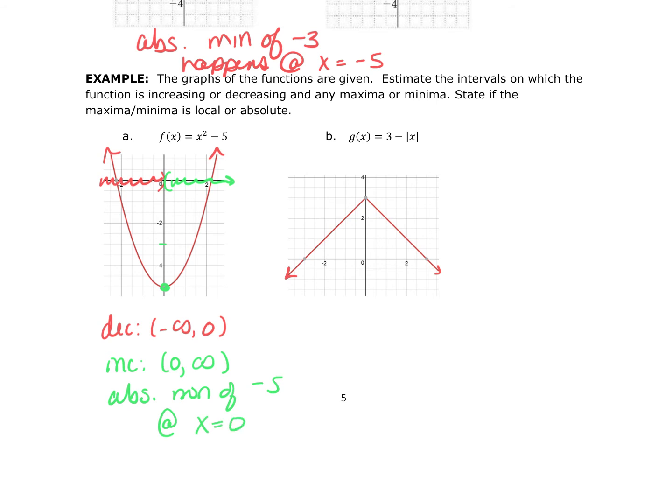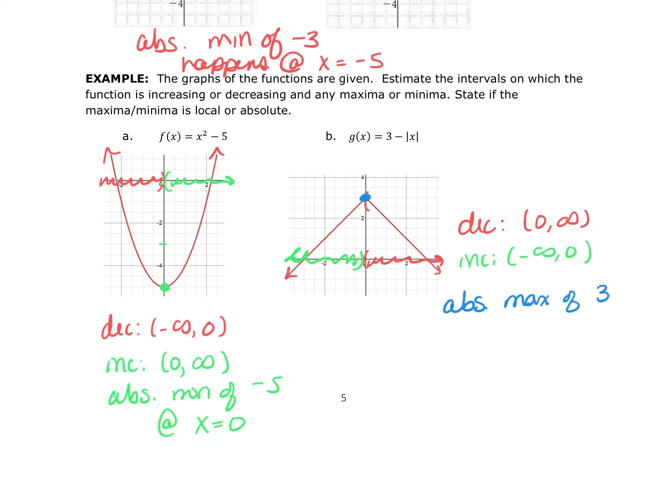Okay, right here is the location of decreasing. So I am decreasing on this one between 0 and infinity. I am increasing here between -infinity and 0. And then I have an absolute. This is the highest point from what I can see. So I have an absolute max of 3 at x is equal to 0.